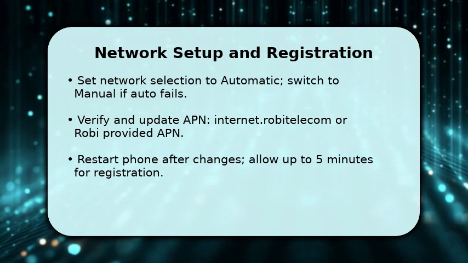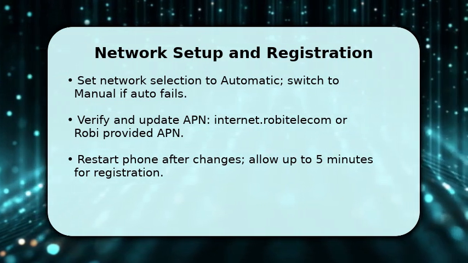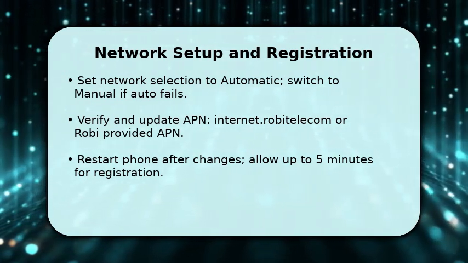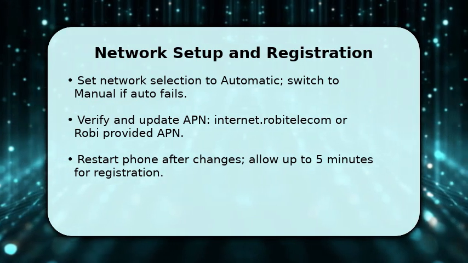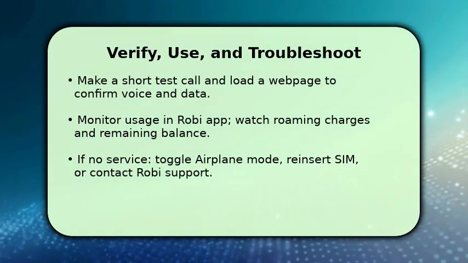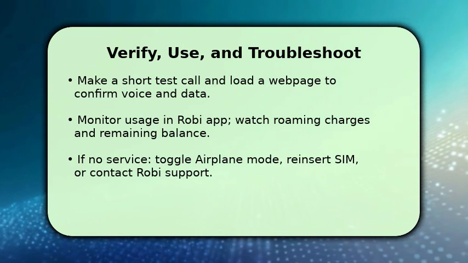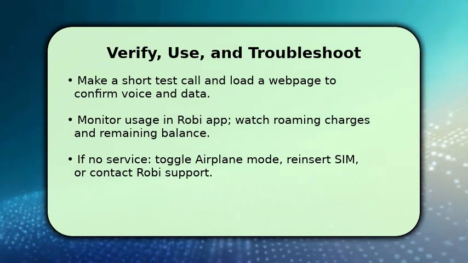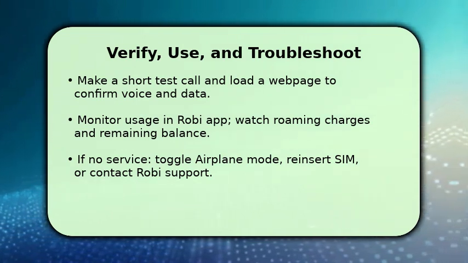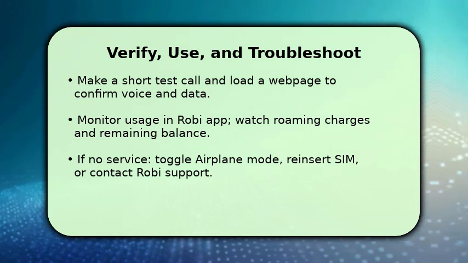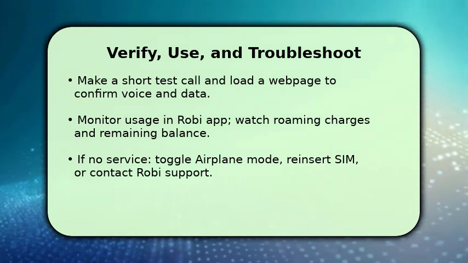If prompted, accept network access messages. They authorize roaming. Finish by testing both voice and data. Place a brief call and open a web page to confirm connectivity and proper billing prompts. Once connected, monitor consumption inside the Robi app so you don't hit unexpected roaming charges. Make sure any auto updates are off to save data.